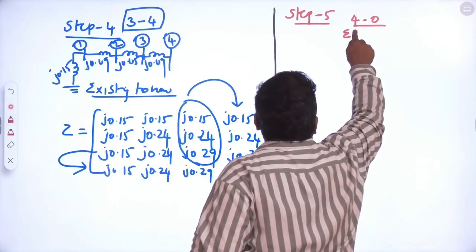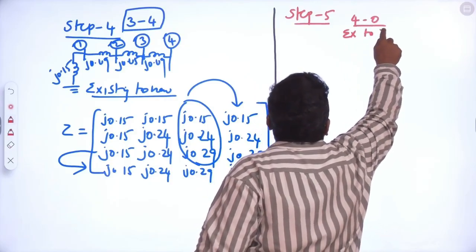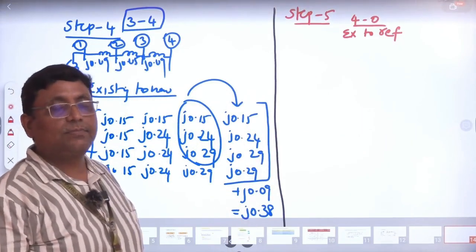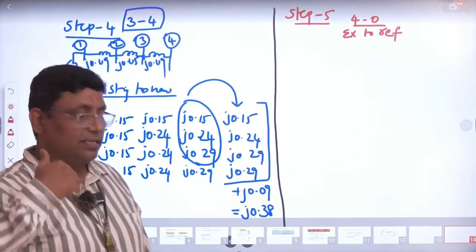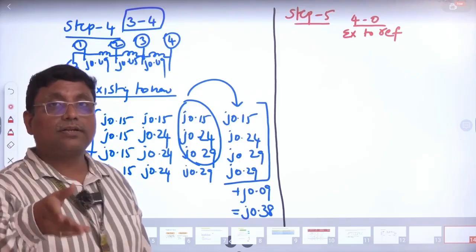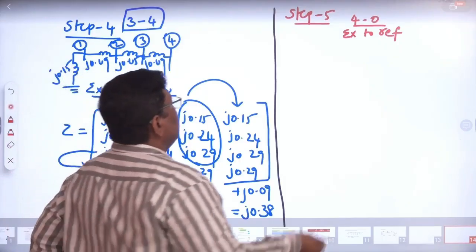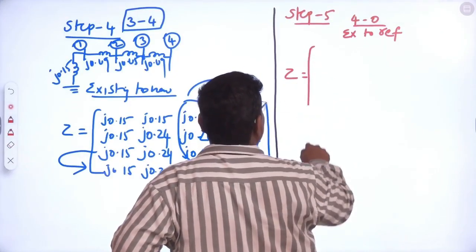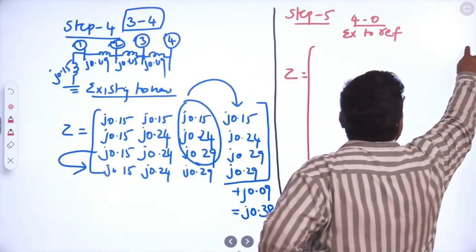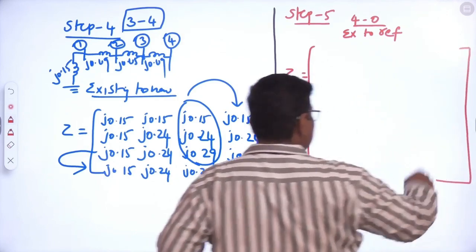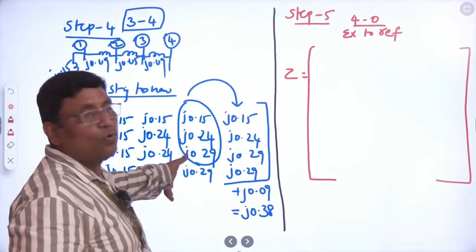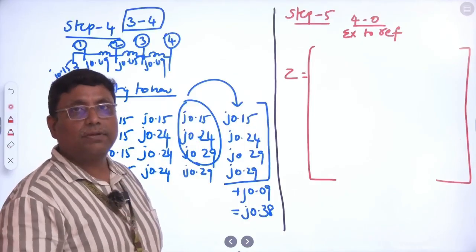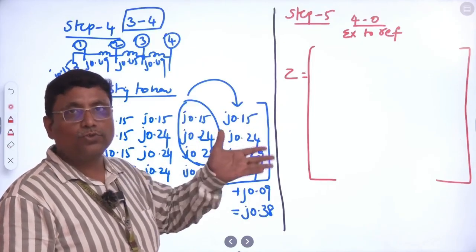So this is nothing but existing to reference. It's similar to existing to new, but the only difference is we are applying a Kron reduction technique. Clear? So initially, the size of the matrix is increased to 5 cross 5. We can use the same previous 4 cross 4 matrix and form the fifth row and fifth column using the additional element that is available between 4 to 0.